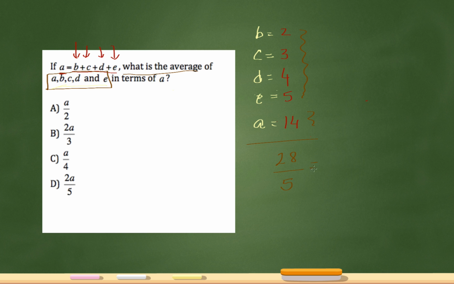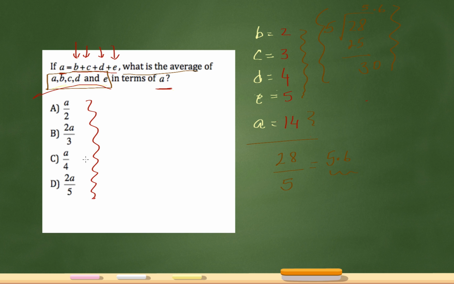I can just leave it as 28 divided by 5, but if you want to figure out the long way, 5 times 5 is 25. 3, put a decimal there, that brings a 0 down. 5 times 6 is 30, so it's just 5.6. This wasn't really necessary, and I'll tell you why in just a second, but if you're more comfortable with decimals, work with this. If not, we have 28 over 5. Alright, so now we know that the average of A, B, C, D, and E is 28 over 5. In terms of A just means that these answer choices are given in terms of A.